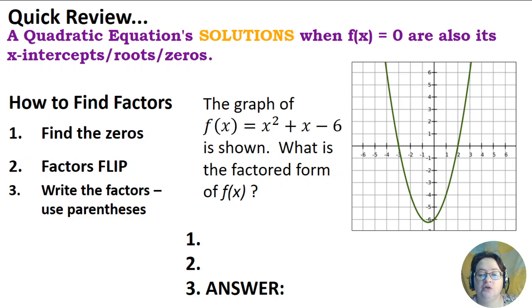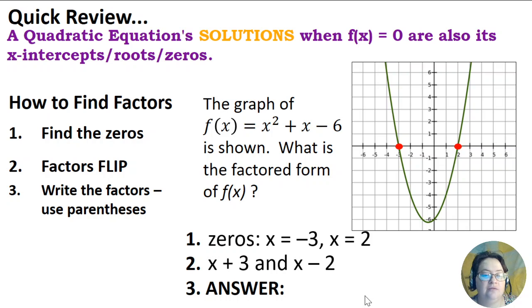A quadratic equation's solutions when the function is set equal to 0 are also its x-intercepts, its roots, and its zeros. To find our factors, we find our zeros, and then factors flip, and we write out our factors using parentheses. So in our example shown here, our zeros are at -3 and at 2. So I'm going to write those down. Factors flip. So my -3 becomes x plus 3, and my positive 2 becomes x minus 2. And I write those out using parentheses, x plus 3 in parentheses times x minus 2 in parentheses.